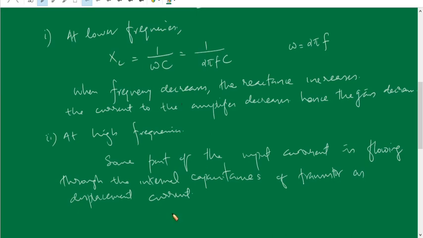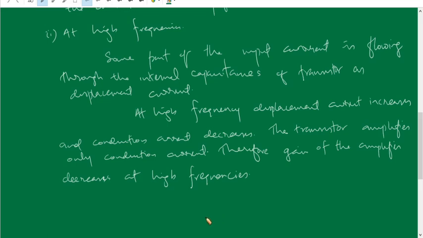The remaining part will be the conduction current, the normal current. Only the conduction current will be amplified. That is, the transistor amplifies only conduction current across the base emitter junction. So with the increase in the frequency, the displacement current increases. Therefore, the conduction current decreases, hence the gain of the amplifier decreases at high frequencies.